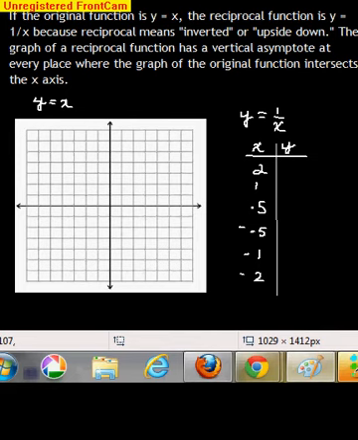Okay, if the original function is y equals x, the reciprocal function is y equals 1 over x, because reciprocal means inverted or upside down. The graph of a reciprocal function has a vertical asymptote.